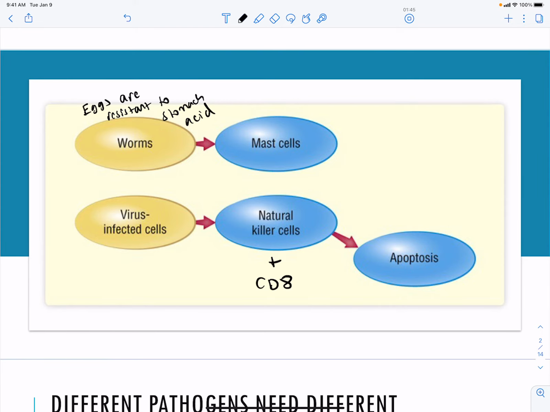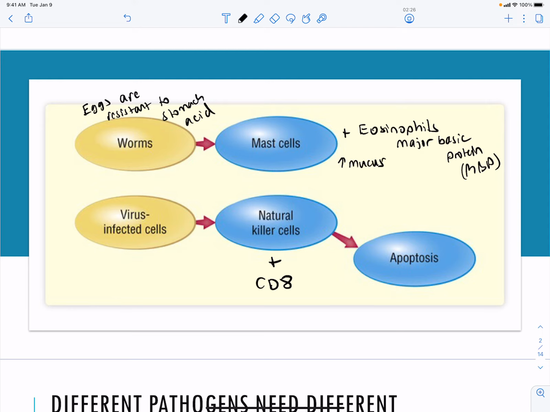Now, the major defense against worms are going to be mast cells and eosinophils. Eosinophils have a protein called major basic protein. And this is going to be critical. Major basic protein is going to basically be able to help to digest the outer skin or membranes on the worm. We also have defense against the worm, which is an increase in mucus secretion.